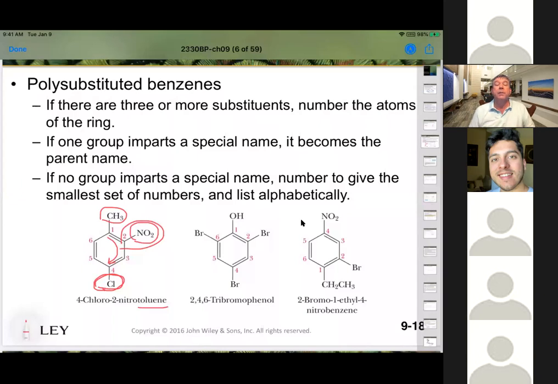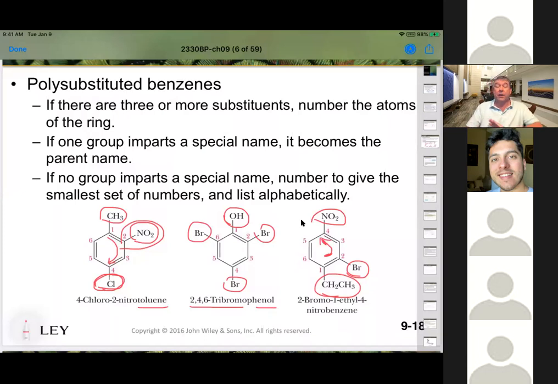Okay. So if we look at this, the halogens don't change the name of the benzene, only this alcohol does, which makes it phenol. And so our only three positions available are the 2, 4, 6. So it's 2,4,6-tribromophenol. And then this one here, we have an ethyl group, a bromine and a nitro group. None of those change the name of the benzene. So we just have to do it in alphabetical order, with the lowest number possible. Since these two are closest together, it's probably going to be 1,2 and then go in the direction where you have the 4 at the lowest number.